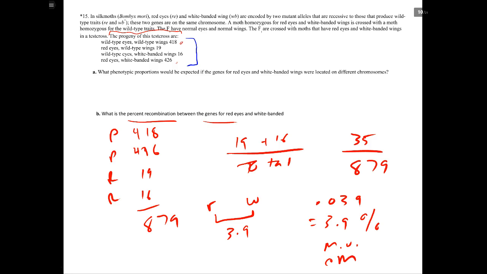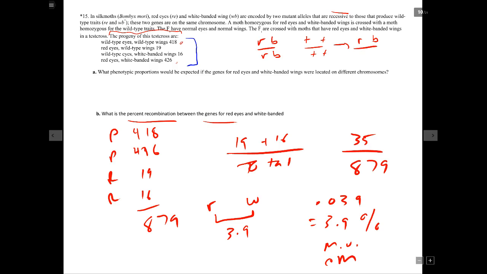Now if we look at it a little more closely, red eyes and banded wing are encoded by two mutant alleles that are recessive, so it's always important to know which ones are recessive. The two genes are on the same chromosome. A moth homozygous for red eyes and banded wings, we'll just give it R and B, red and banded, is crossed with a moth homozygous for wild type, so plus and plus. So that's the cross.